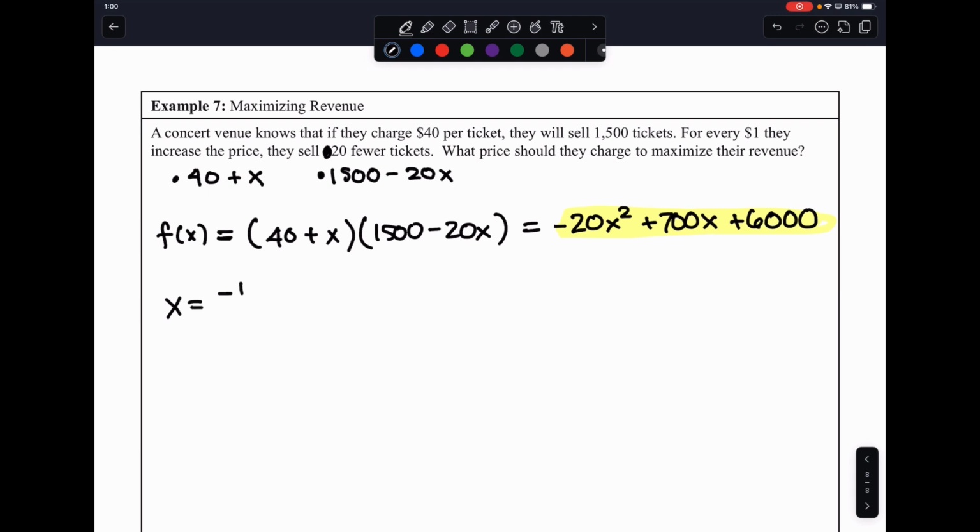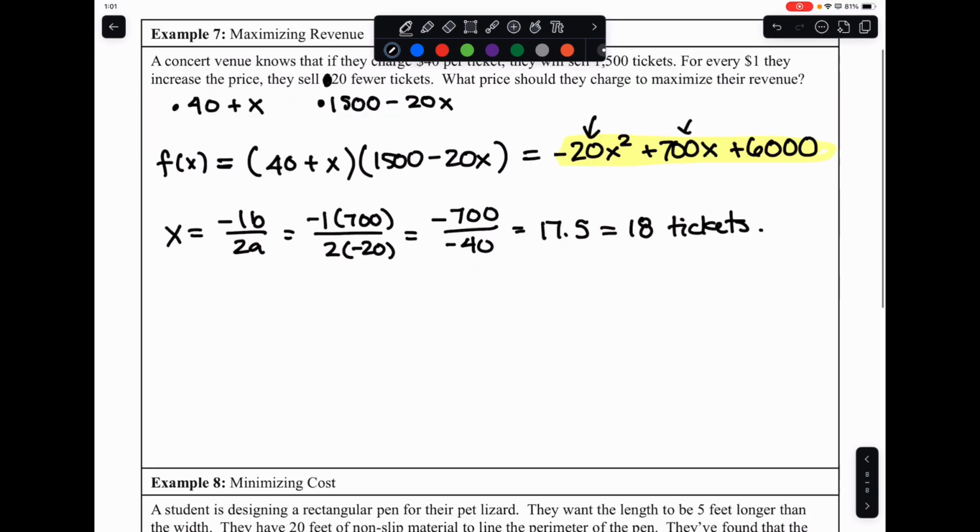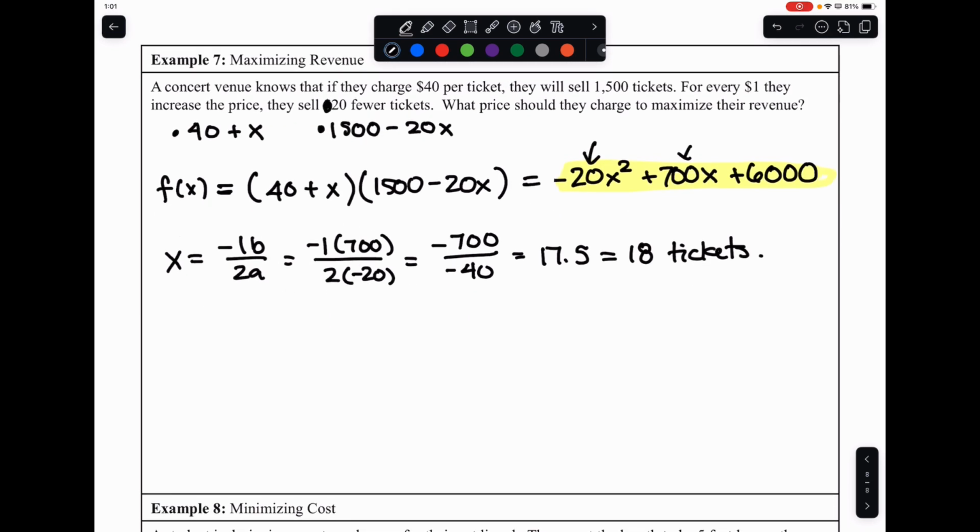So we're going to get negative 1 times b divided by 2a. From the formula, our b value was 700. So negative 1 times 700 divided by 2 times the value of a, which is negative 20. So negative 700 divided by negative 40. That simplifies to a total of 17.5 tickets. So let's say 18. They have to sell 18 tickets because obviously they cannot sell half of a ticket. So to maximize the profit, they would have to sell no more or less than 18 tickets.